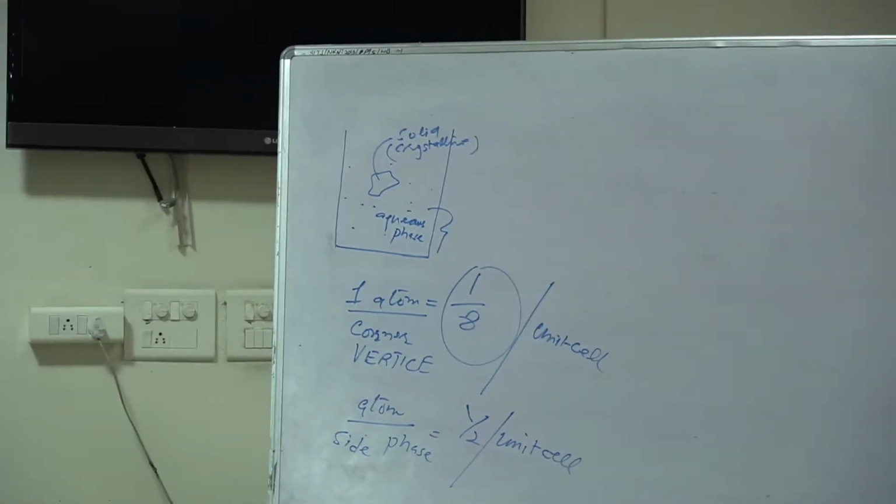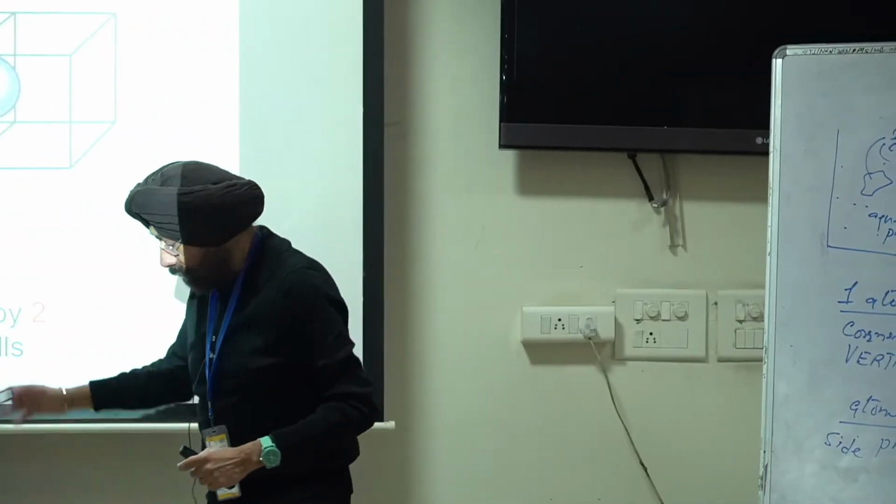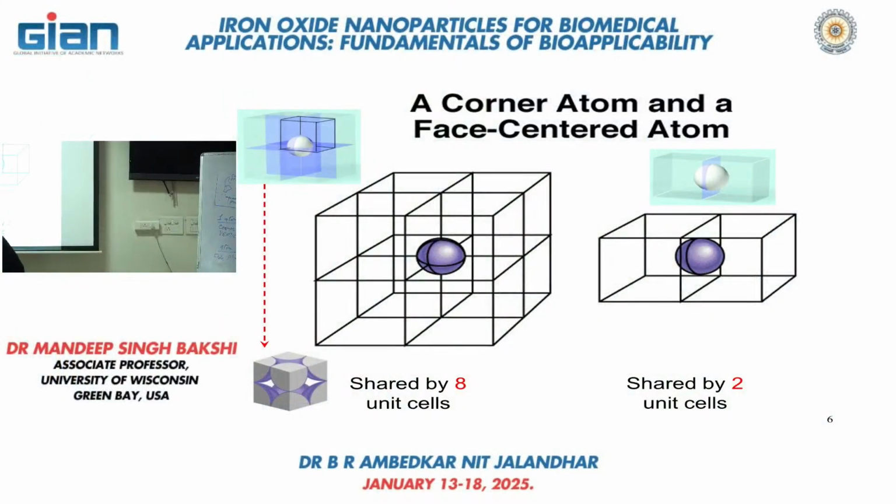Can you make out that? I don't need to explain it because the diagram itself is showing this. So you could see that there is half of the atom on this side and half of the atom on the other hand side. Okay.